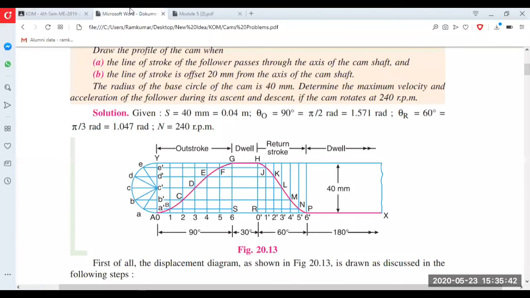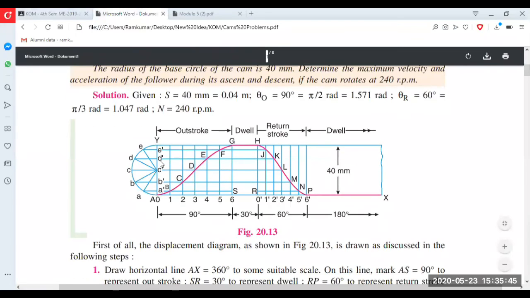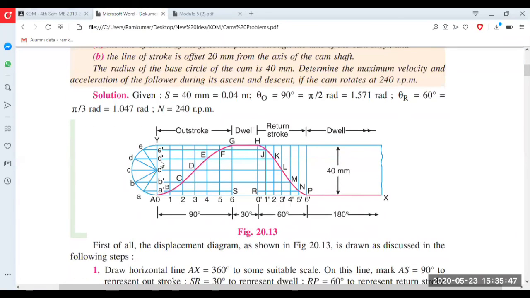So here, go to this problem. Any doubt in writing the displacement diagram? You raise your hand. Any doubt in writing the displacement diagram?